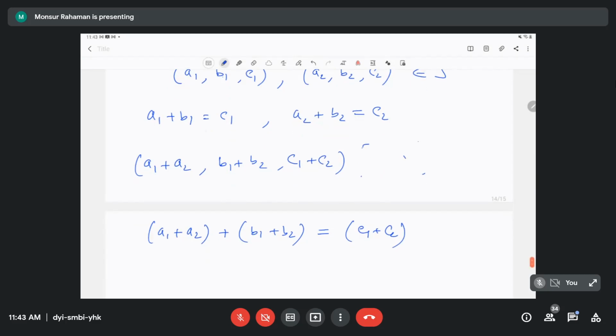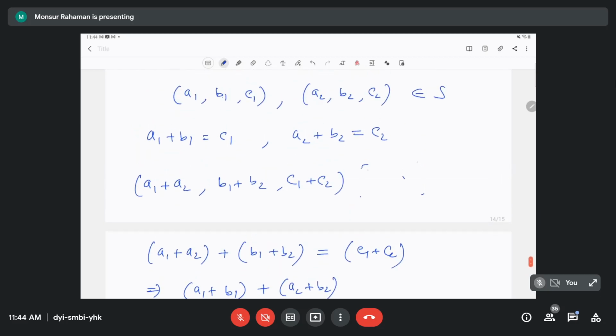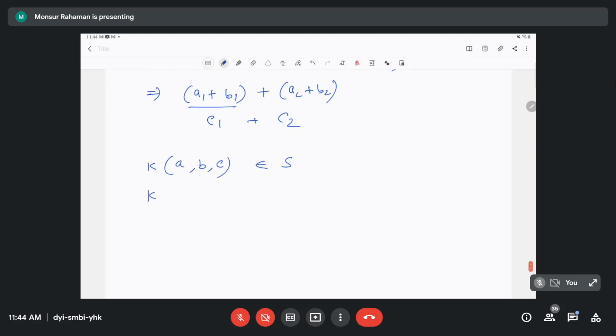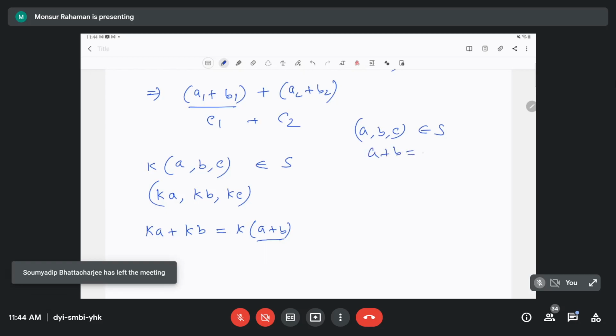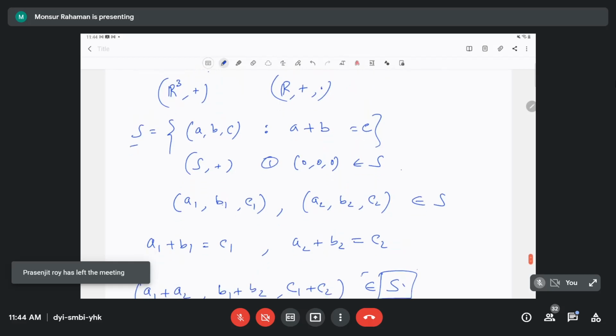Here obviously it will be satisfied, because if we apply the associative property, we get a1 plus b1 plus a2 plus b2, and this is c1 and this is c2. So it is satisfying, so this is in S. Now the last condition: multiplication with any constant k, (a, b, c) has to be in S. This becomes (ka, kb, kc), so let's check whether it is in S or not. To be in S, ka plus kb should be kc. If you take k common, you get k times (a plus b). Since (a, b, c) is an element of S, it is given that a plus b is equal to c, so it is k into c. So this is an element of S. These three conditions are satisfied, so this is a subspace of R3.